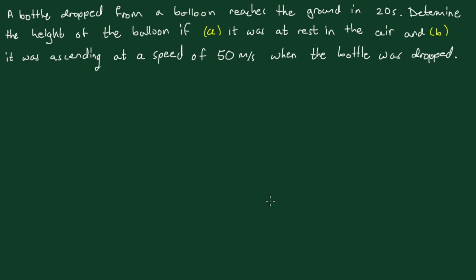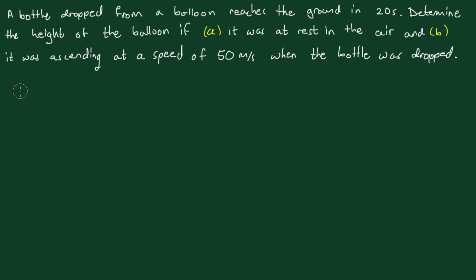Okay, so we're dealing with another free fall problem here. The problem reads, a bottle dropped from a balloon reaches the ground in 20 seconds. Determine the height of the balloon if A, it was at rest in the air, and B, if it was ascending at a speed of 50 meters per second when the bottle was dropped. So, let's see.